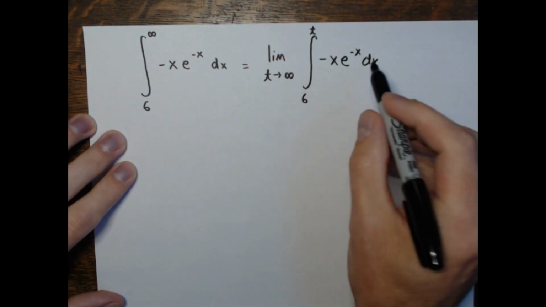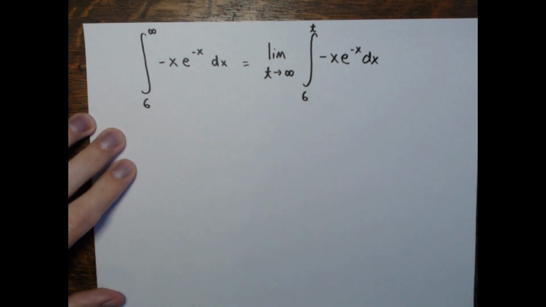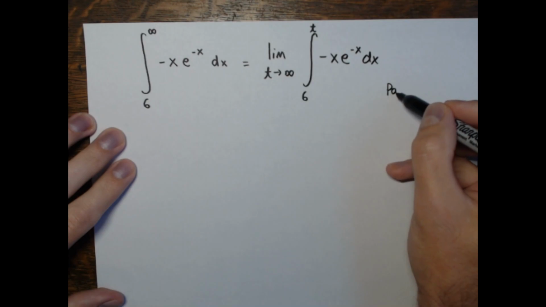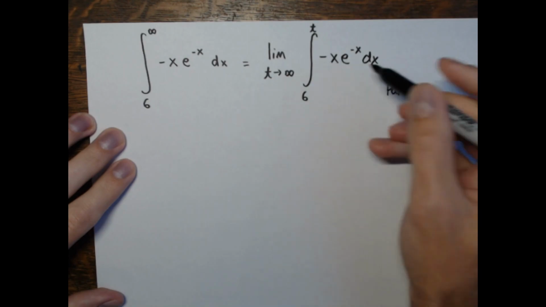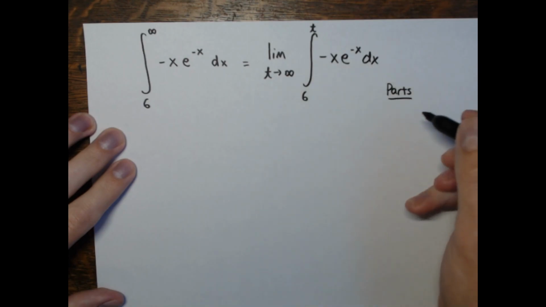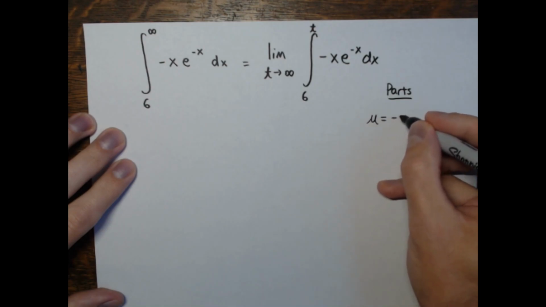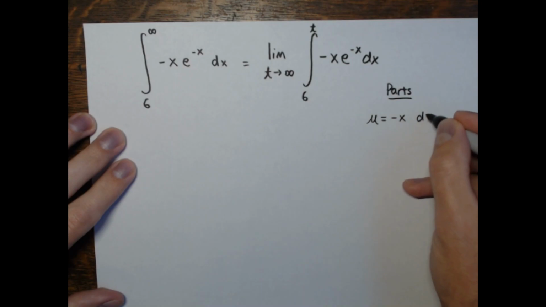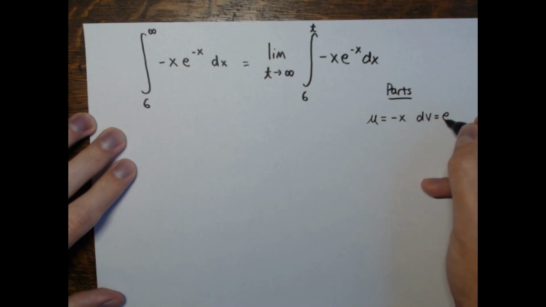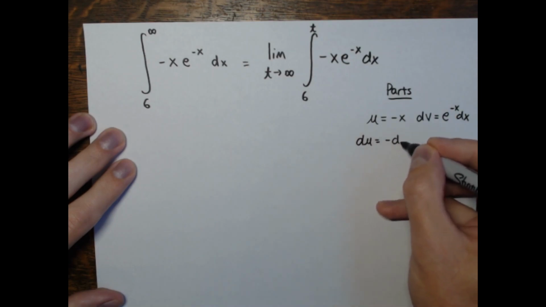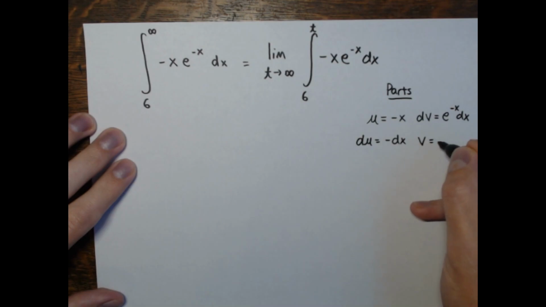Once again, I got a little product here of a polynomial and an exponential. So I'll just do a quick integration by parts, right? It's only a linear polynomial, so this should be quick, like in the first example from this video. I'll have u be negative x, and dv be e to the negative x dx, and du be negative 1 dx. V will be negative e to the negative x.